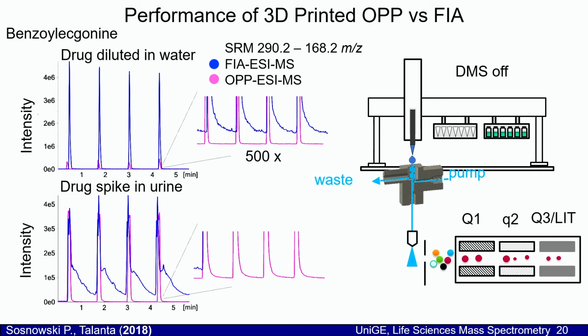And what you can see here is the comparison between flow injection analysis and OPP. If you take a drug diluted in water, a 500 times higher signal is observed in flow injection analysis than OPP. But once it's spiked in urine with heavy matrix, then exactly the same response. It's because of the peak shape, because in flow injection analysis, almost 1 minute is in the baseline, but OPP really helps to reduce the matrix effect.